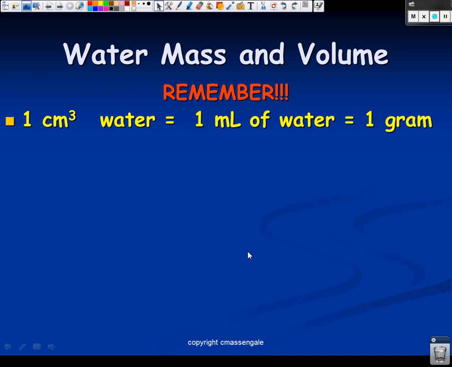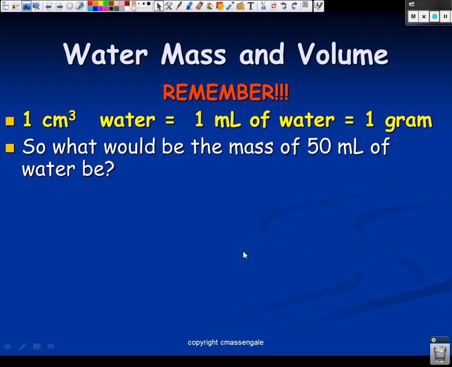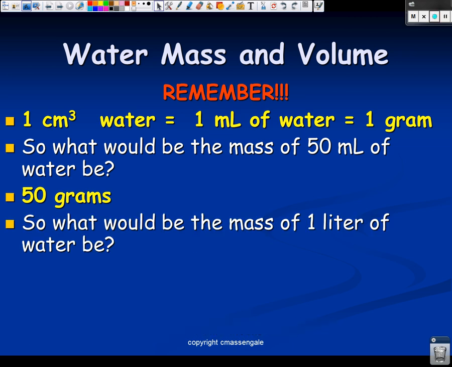Please do not scream this out loud. Let me call on somebody. So my question is, Caleb, what is the mass of 50 milliliters of water? Thank you, sir. Very good. 50 grams. This was a little bit more challenging. Okay? Think about this one. Nobody yell it out. I'm going to let you think about this one first.